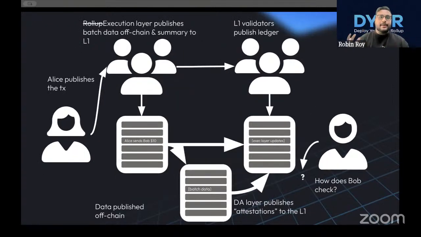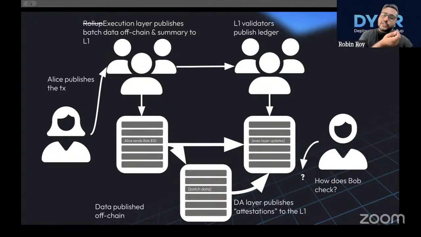So the simplest solution here is, instead of posting all of the data, which can be MBs or GBs of data per day, to Ethereum or the L1, you can post the data to some off-chain DA layer or an alternate DA layer that is optimized for having cheap data availability.